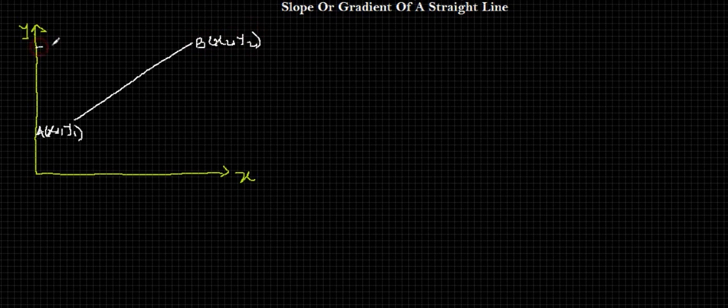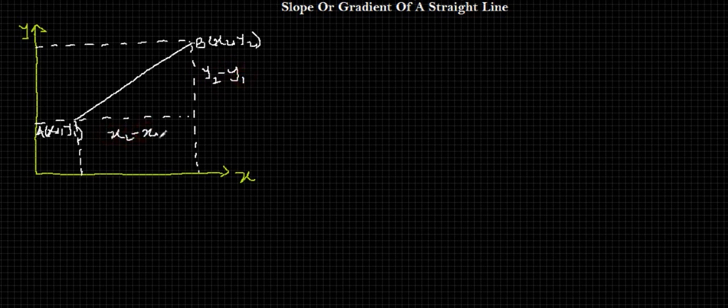So tracing this to the y-axis and tracing it down to the x-axis, we're going to discover that this is change in y, which will be y2 minus y1, and this is change in x, which is x2 minus x1. So when we are talking about the gradient or slope of a line, we are simply referring to the change in y divided by the change in x respectively.